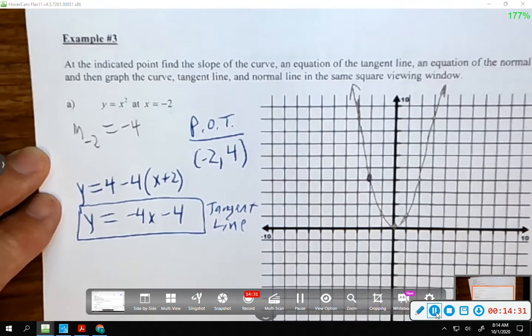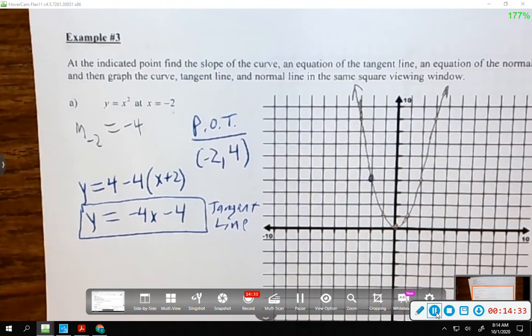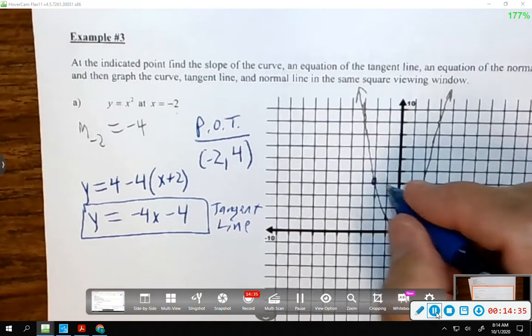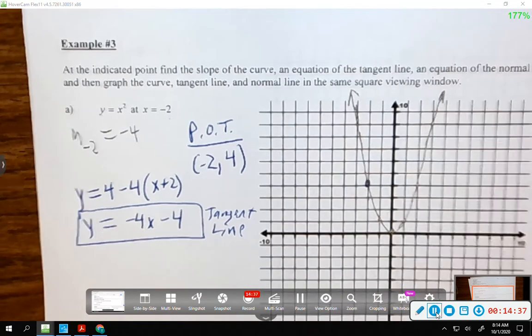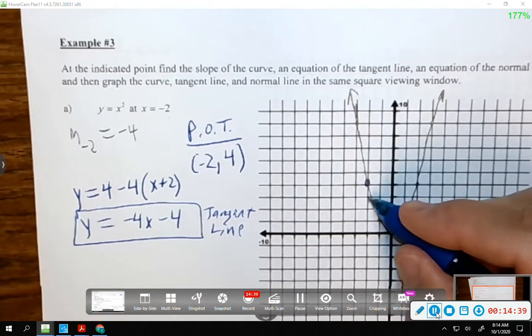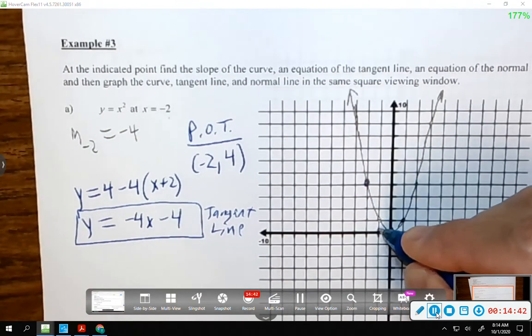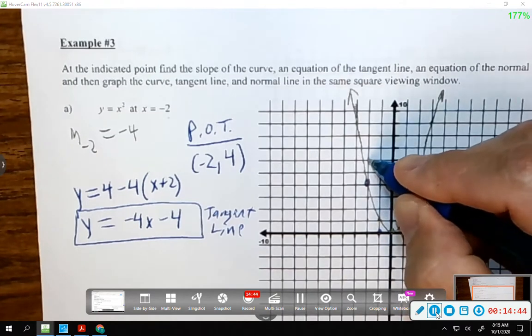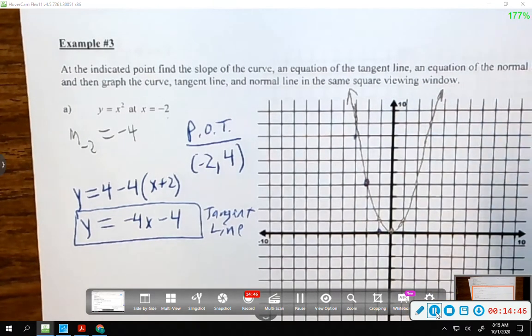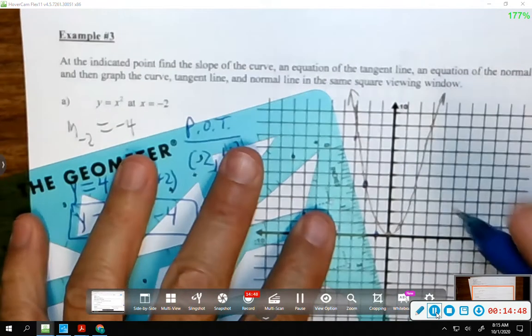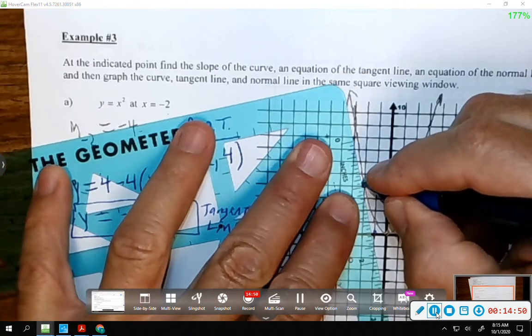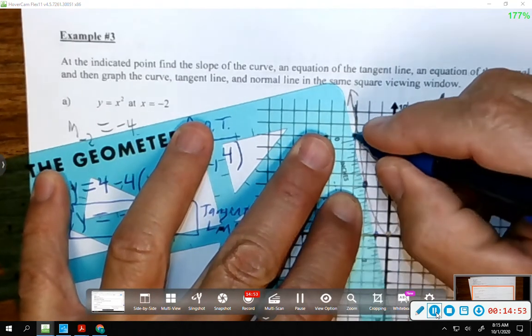And we can actually graph it. We know we want it to be tangent at this point. If I count the slope, I'm going down 1, 2, 3, 4 over 1. I'm going up 1, 2, 3, 4, back 1. And if I connect these, right through that one point.